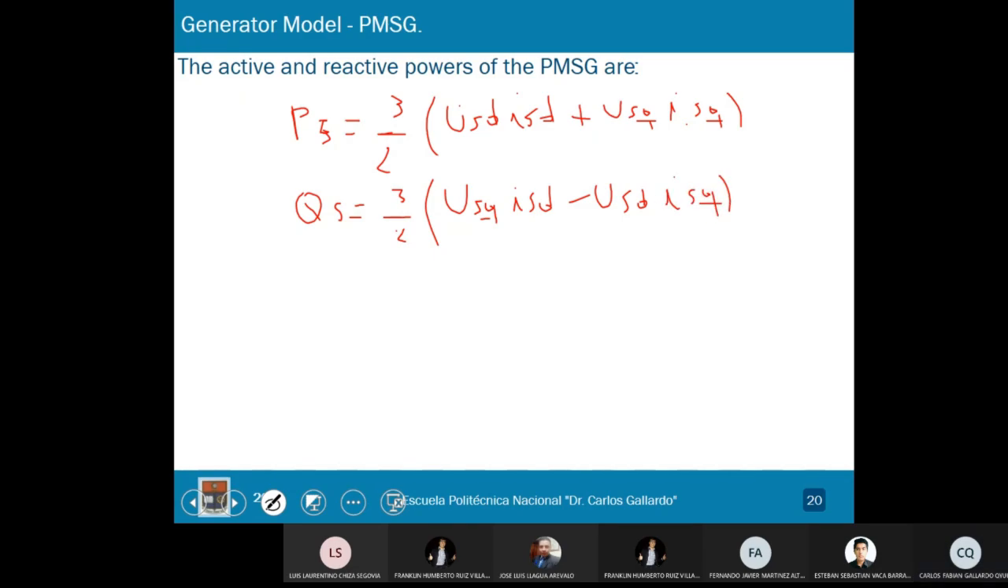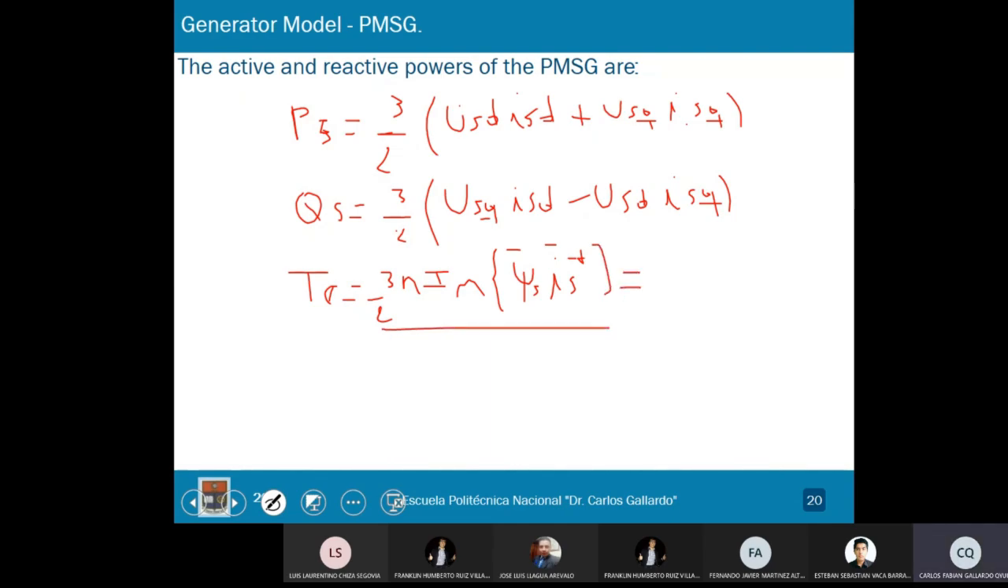And finally, the electromagnetic torque of the permanent magnet synchronous generator is defined. This is equal to 3 over 2 times the number of poles, taking the imaginary part of the stator flux times the conjugate of the stator current. This is one way. What is the second way to compute the electromagnetic torque? So I will split it up in the DQ reference frame.